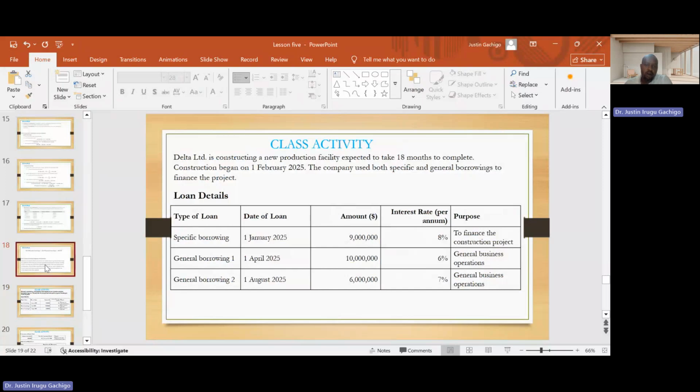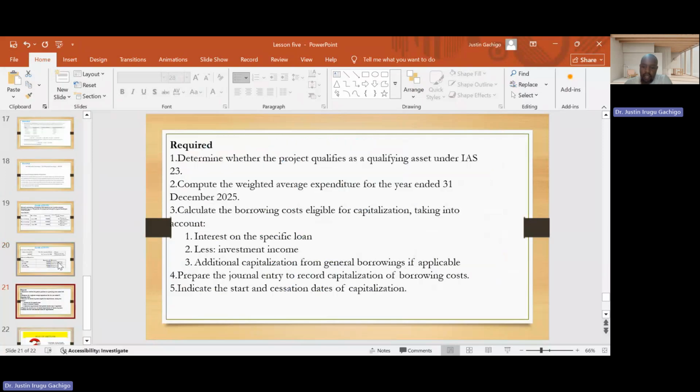So that is how we work on that. And to test our understanding on this, I have given out this class activity. Kindly try out this class activity and possibly we can discuss at a later time.